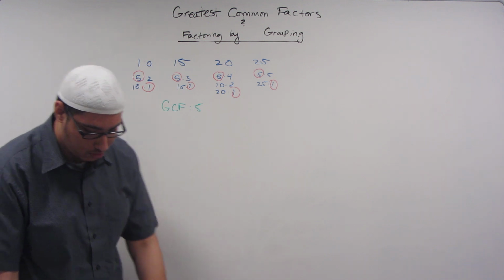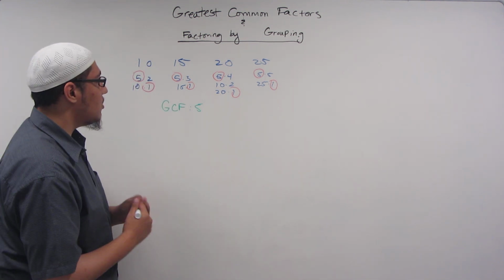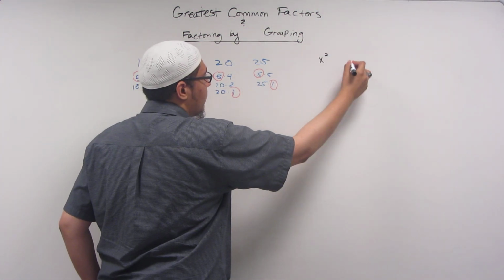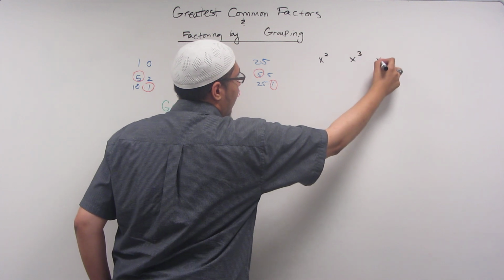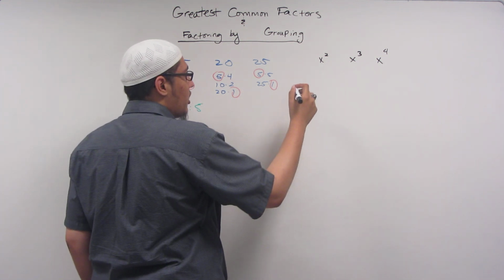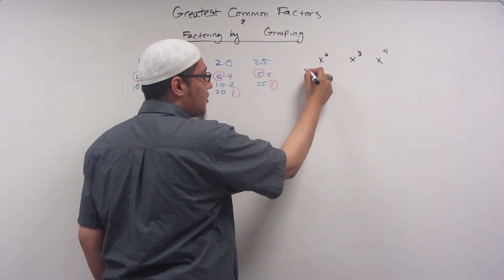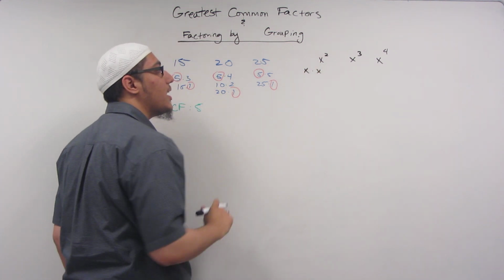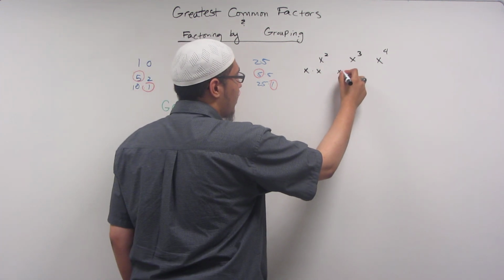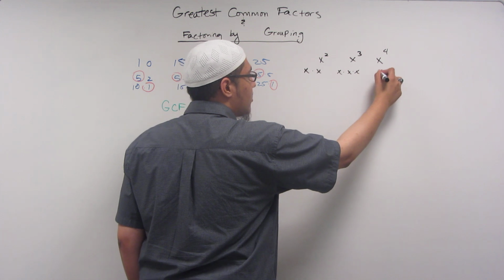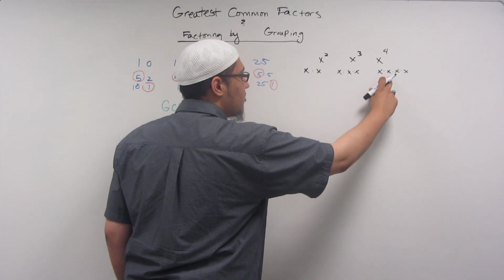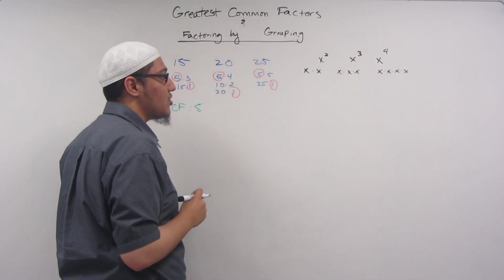Now, this is an example of just with numbers. Now, let's get into variables a little bit. If we have, for example, x squared, x cubed, and x to the 4th power, what are the factors of these? Well, x squared can be factored into x times x. In other words, if you multiply x's together, you will get x squared. X cubed is x times x times x. X to the 4th is x times x times x times x. It's essentially x 4 times.